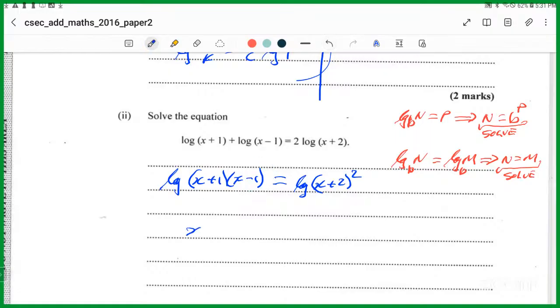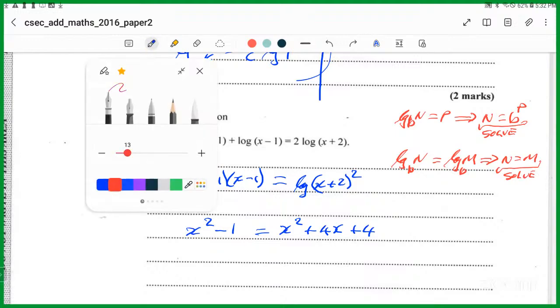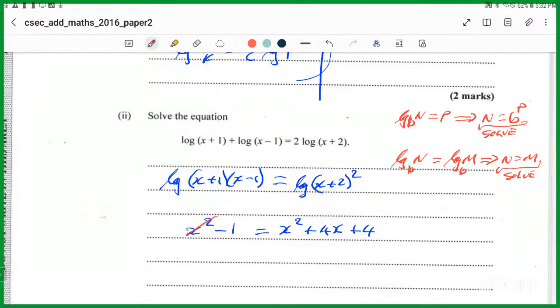But this expression is the difference of two squares, right? It is x squared minus 1 equals, and this expression now, if you expand it out, it becomes x squared plus 4x plus 4. That's what this thing becomes if you expand it out. So we're dropping the logs. Alright? Now these two negatives will cancel each other. The squared, I mean, we cancel each other. Those two terms, let's underline them. Cancel each other. I'll solve now for this x.